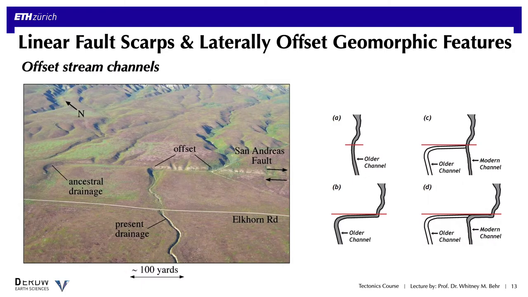So those were some examples of just the general linear morphologies that define the traces of continental strike slip faults. Let's talk a little bit now about the different types of offset features that develop along them. We already discussed this example of offset stream channels. This is probably the most common and prominent example.